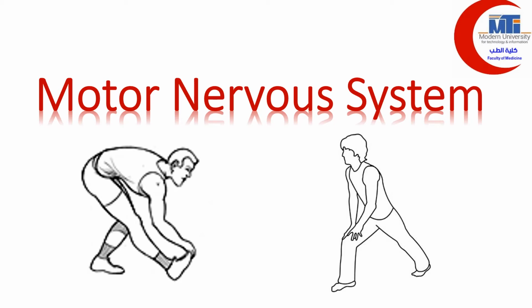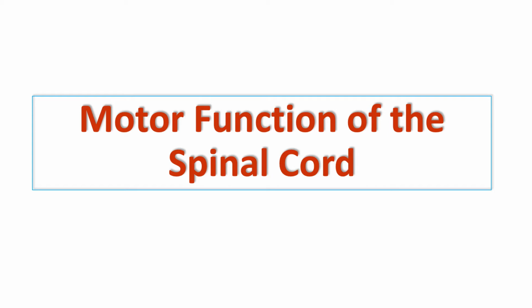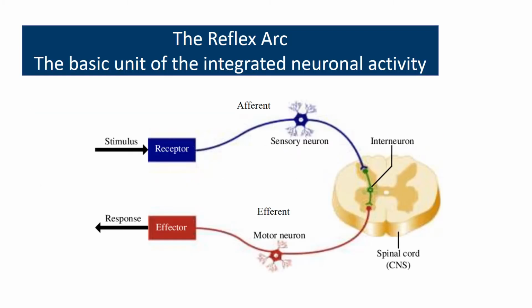Together we will begin the lectures of the motor nervous system. Motor function of the spinal cord. What is the reflex arc? Together we will start with the reflex arc. It is a basic unit of the integrated neuronal activity. The activity of our nervous system is dependent mainly on its basic unit, which is the reflex arc.